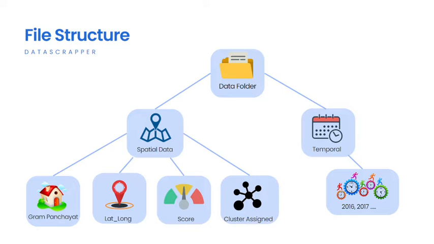Spatial means location wise, that is specific geography wise, like state, within that state district, and within the district the gram panchayat. That is spatial data, and temporal is spatial data over a couple of years, from 2016 to 2021.